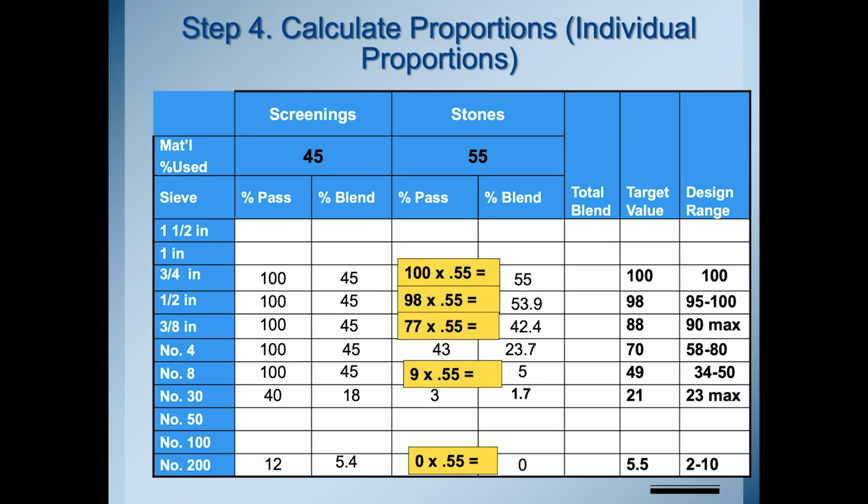So now let's skip over to the stone side, or the coarse aggregate side. Let's say that on the second sieve, the 1/2 inch sieve, we have 98% passing for the stone. We multiply that by the percentage of that blend, which is 55, so you multiply that by 0.55 and you get a percent blend of 53.9. We skip on down to the number 8 sieve. We had 9% passing the number 8 sieve for this material. We multiply that by 0.55 and you'll see that we get a percent blend of 5. In this specific case, we didn't have any material passing the number 200 sieve, so we have 0% on the number 200 sieve for this stone.